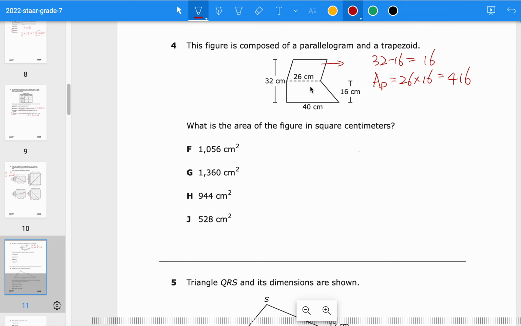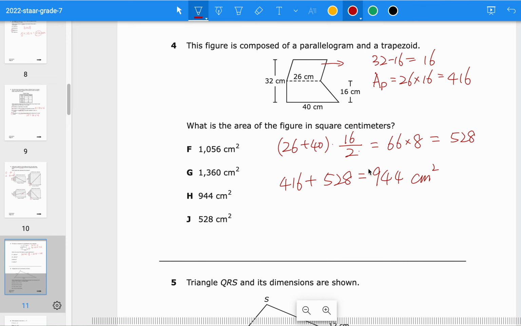Then let's take a look at the trapezoid. The area formula for the trapezoid is (26 plus 40), both sides, multiplied by the height 16, divided by 2. So we have 66 multiplied by 8, which is 528. And then we add them up together. 416 plus 528 is 944 square centimeters. H is the right answer.